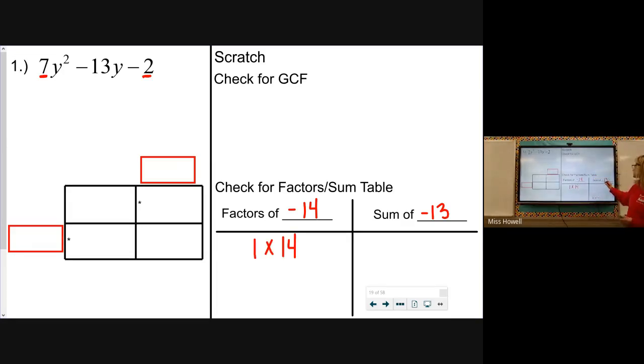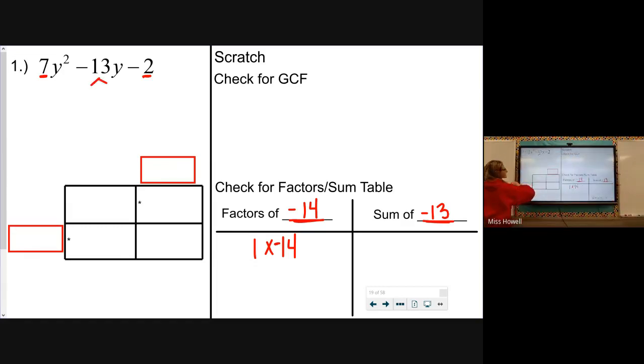I need this to be a negative 13, and I need this to be a negative 14, which means one of these two has to be negative. And since I need this 13 to be negative, it would be the 14. If this was a positive 13, then the 1 would have to be the negative. Make sure you're getting the sign for the correct number.